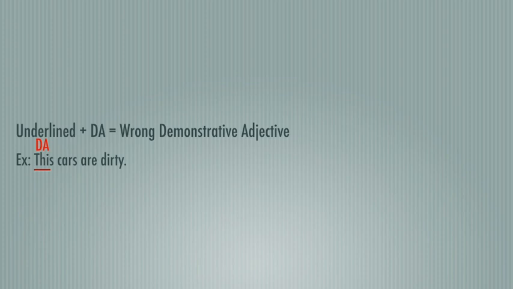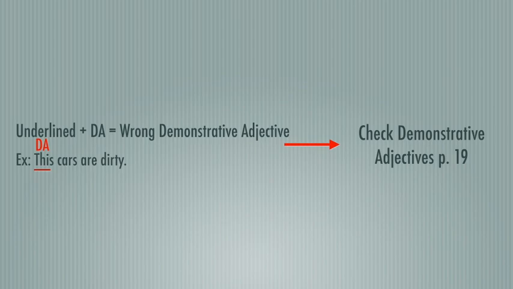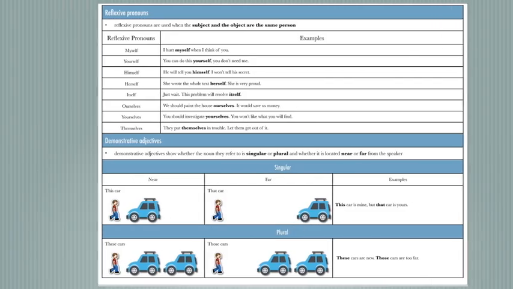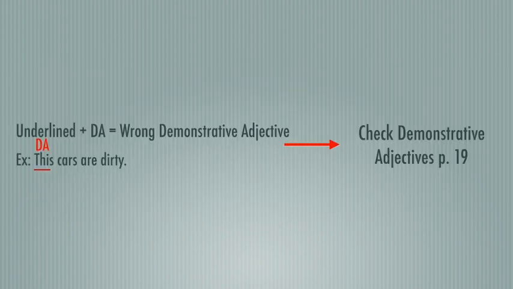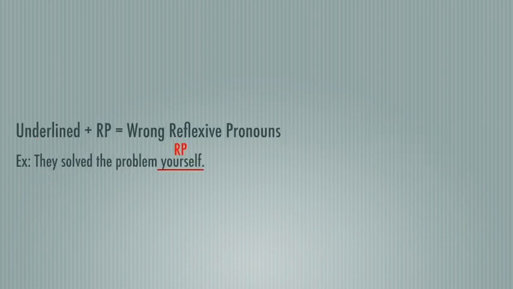Underline plus DA is the wrong demonstrative adjective. Okay, so these cars are dirty. That's wrong. So check the demonstrative adjective on page 19. Okay, at the bottom of the page. So it's this, that, these, those. Okay, so look at your context and select the one that you're supposed to use. So these cars are dirty.